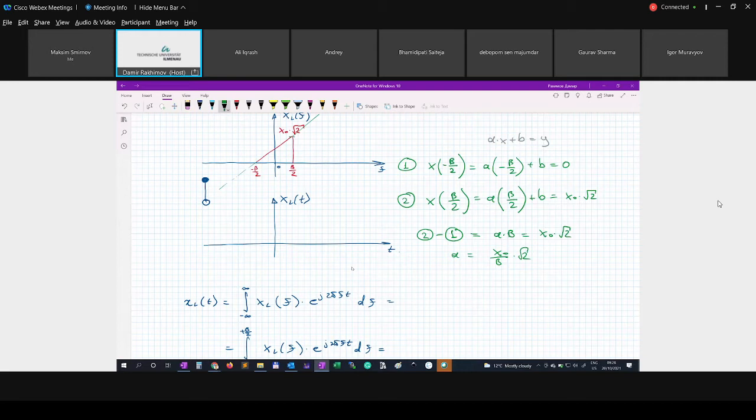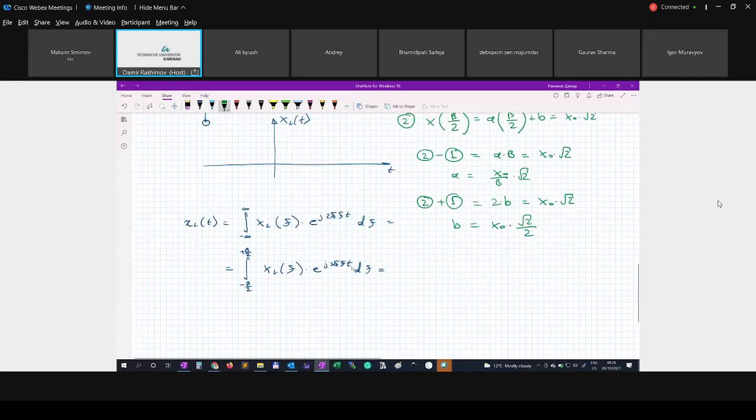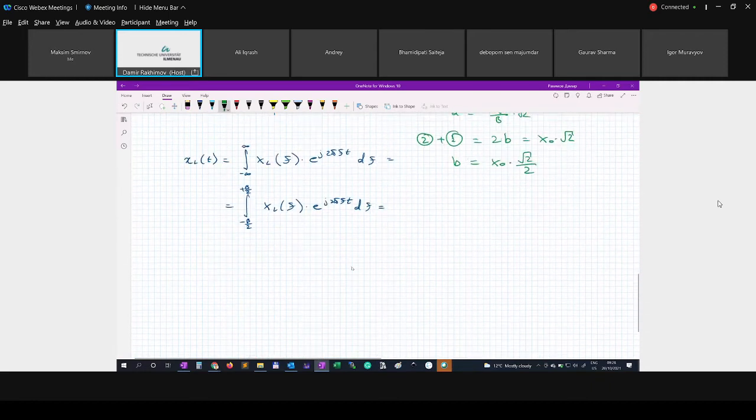And if we want to find b, we have to calculate the sum of the second and first equations. Then we get 2b, 2 small b, equals x0 times square root of 2. And from there we find that b equals x0 times square root of 2 over 2. Okay, and now finally we can write the whole equation for our function.